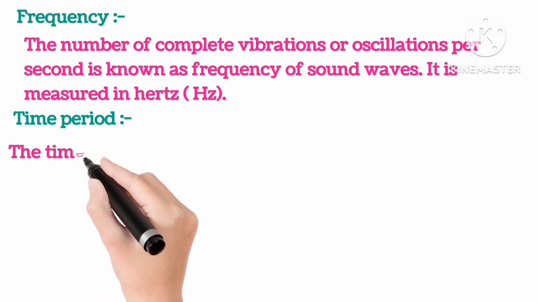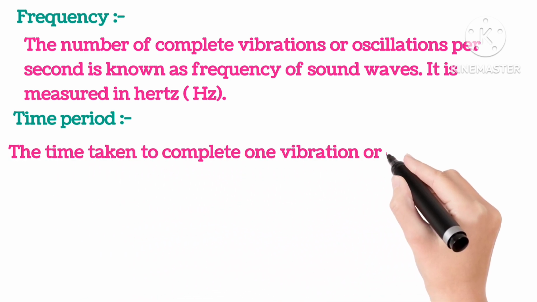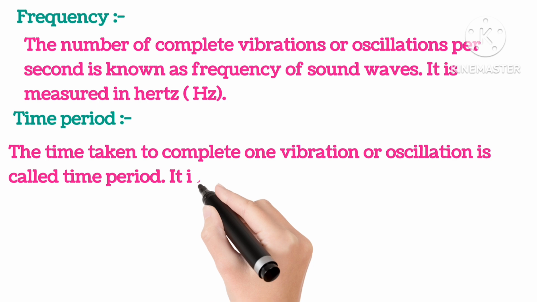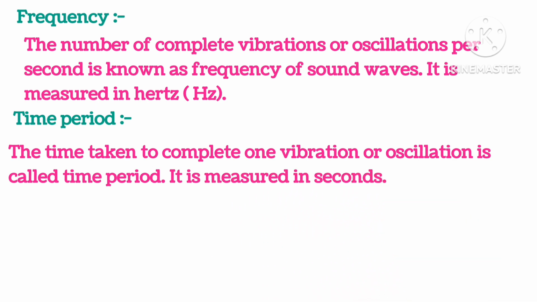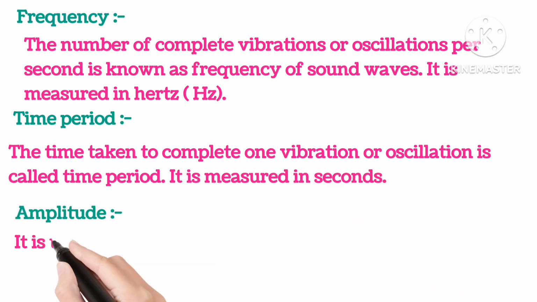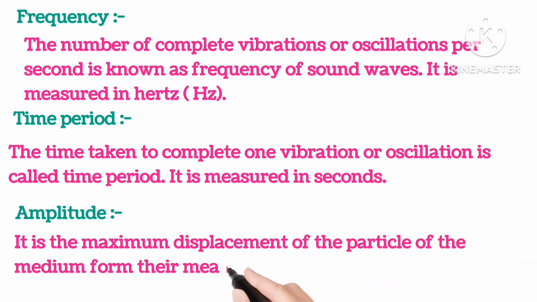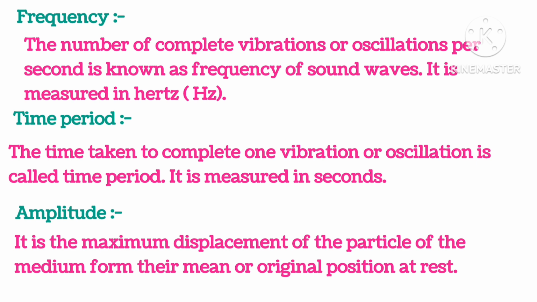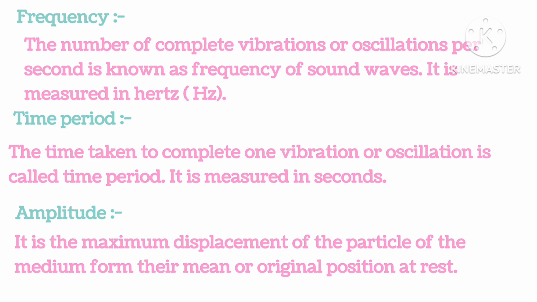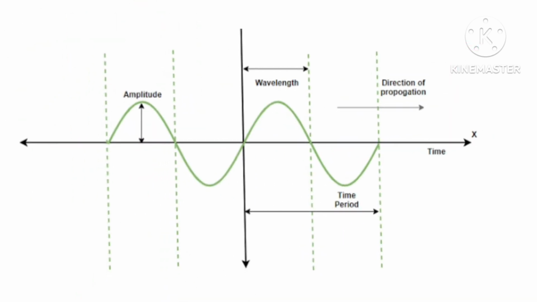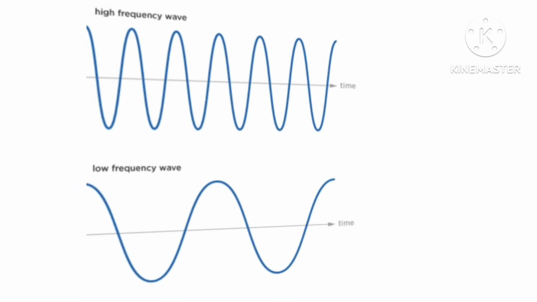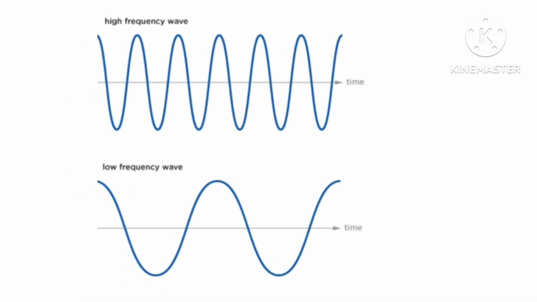Time period. The time taken to complete one vibration or oscillation is called time period. It is measured in seconds. Amplitude. It is the maximum displacement of the particle of the medium from their mean position to original position at rest. You can see amplitude, wavelength and time period in this graph. Here you can see high frequency waves and the low frequency wave.